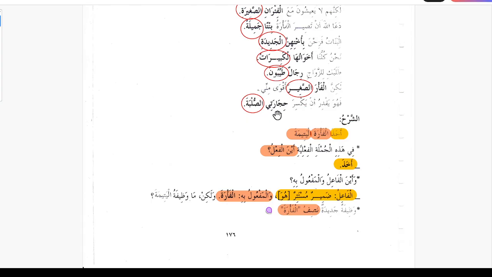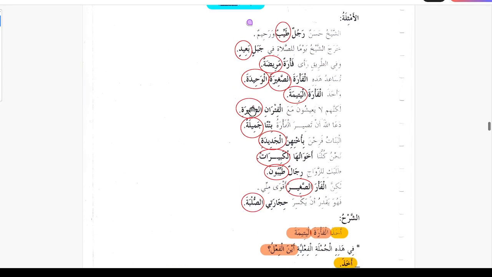Again, this is mudaf alayhi. We can't see al here, but without the mudaf alayhi combination, this will have al. And this is hijara. This is maf'ul bihi. So this is mansoob and this is mansoob.